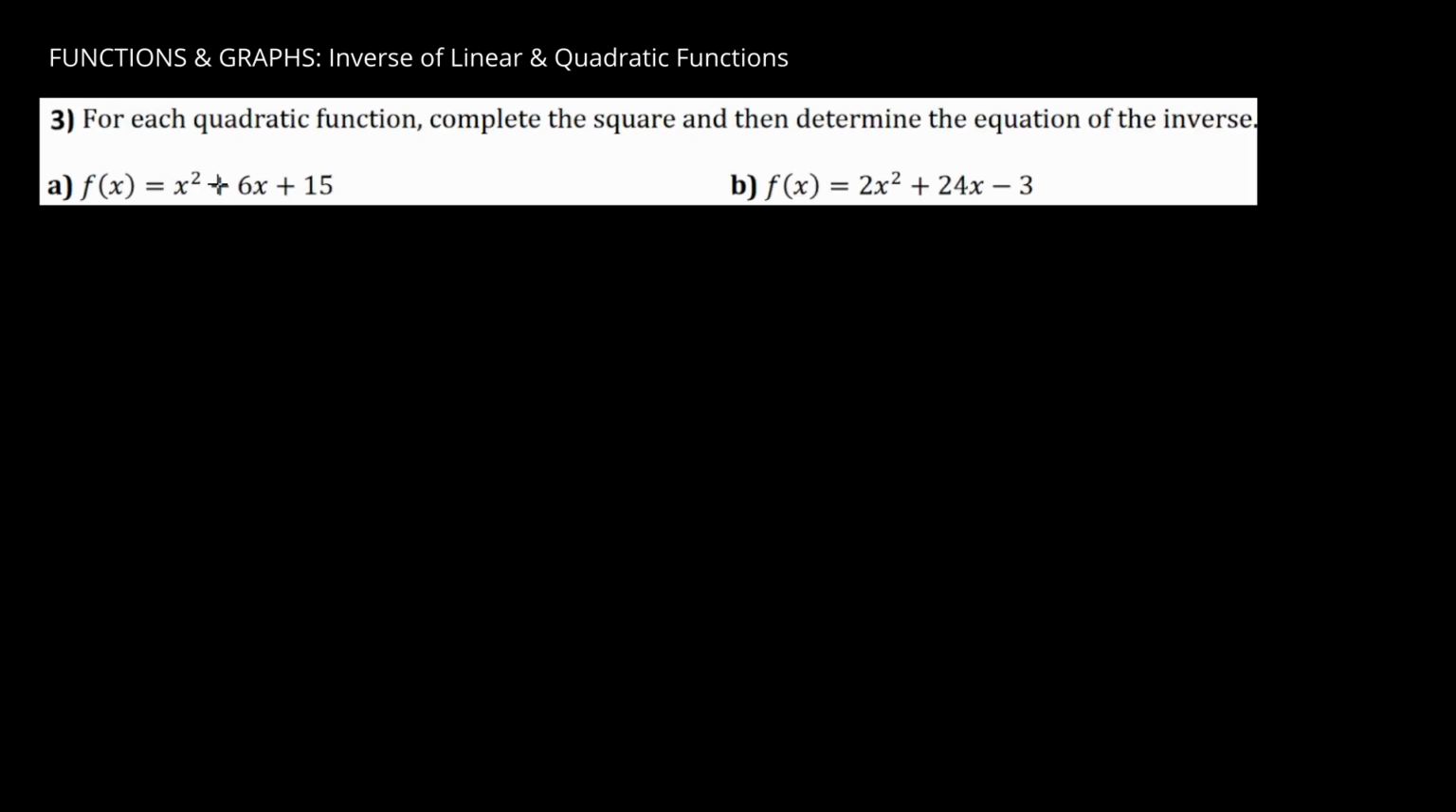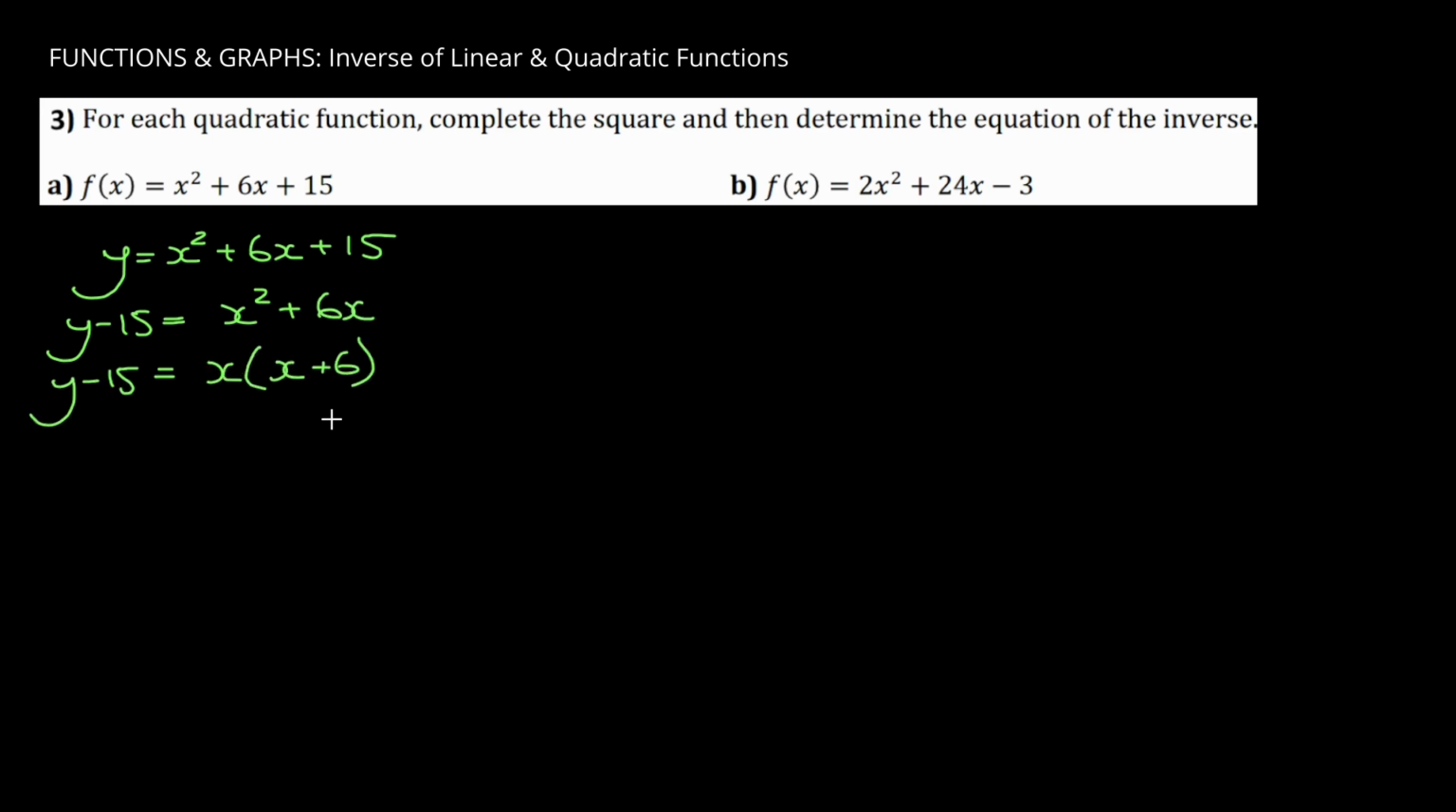We bring back y and make y equal to the function. Now, I want to make x the subject. Okay, I can push the 15 across, so we get y minus 15 is equal to x squared plus 6x. I can probably take an x out of this, but I'm really stuck. I can't make x on its own the subject of the equation. But there's a technique we can use that can make x the subject.